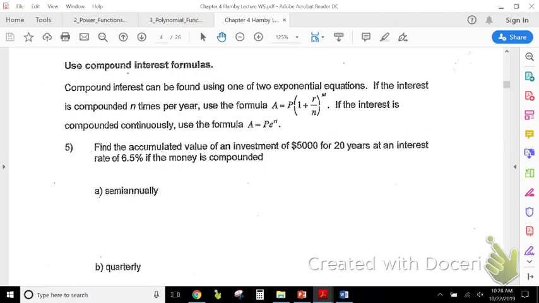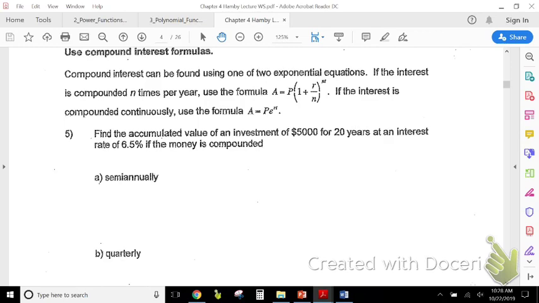Now, what does A represent in both of these formulas? The ending amount. What does P represent? P is your principal, which is your beginning amount. They put an A because really it's your accrued value, but it's the same thing as saying ending amount. P is your principal, which is your beginning amount.